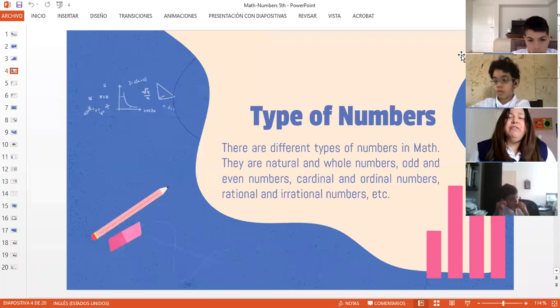Okay, so we have different types of numbers. There are different types of numbers in math. We have natural numbers, we have whole numbers, odd and even numbers.